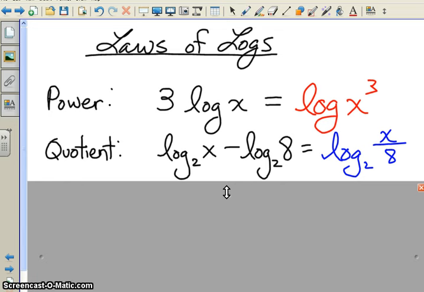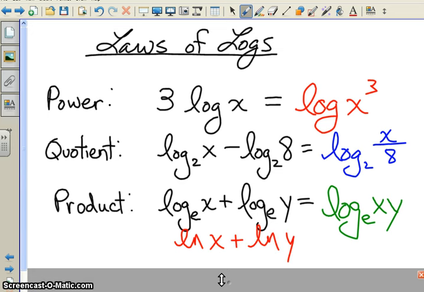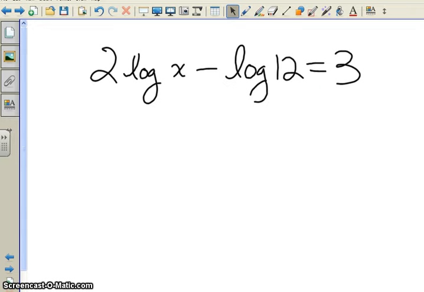And lastly, the product law says that when I have two separate logs being added, I can combine them into one single log with the same base of my answers, the x and the y, being multiplied. One other thing to remember here, this log base e that I've written is the same thing as doing ln of x plus ln of y, which would equal ln of xy. We'll end up using some of the laws of logs to solve this equation for x.